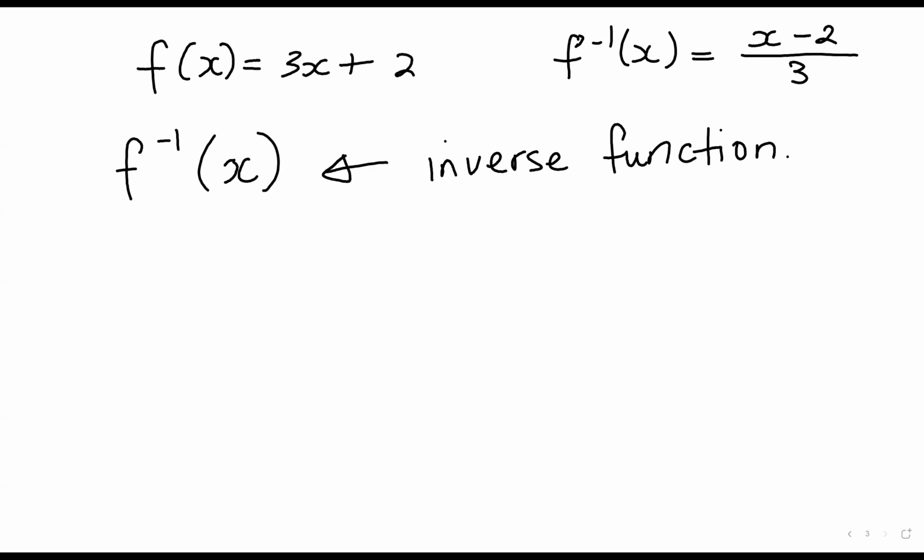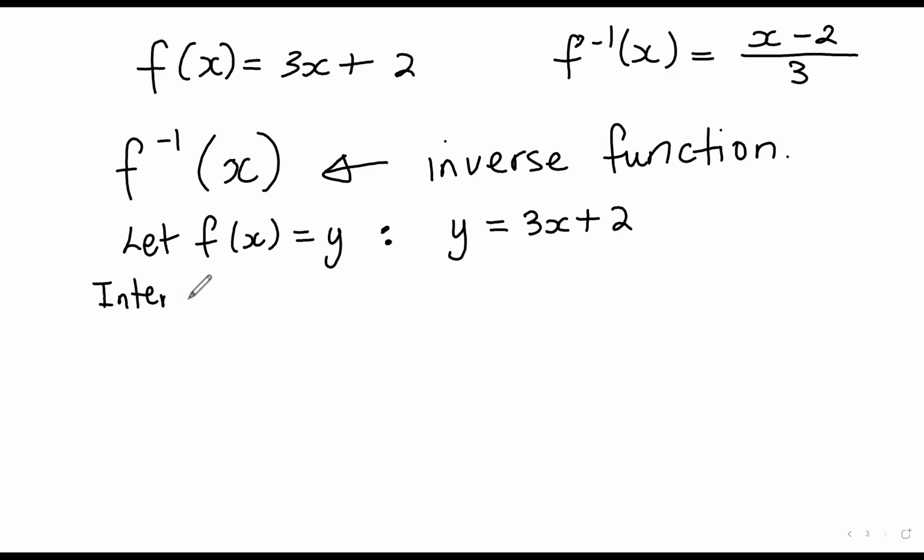Let's look at the algebraic steps in finding the inverse of a function. The first step is let f of x equal y. So I'll replace f of x with y, so this would be y is equal to 3x plus 2. Next step is that I interchange x and y. Wherever I have y, I would now write x, and wherever I have x, I would now write y. So instead of y is equal to 3x plus 2, this will be x is equal to 3y plus 2.